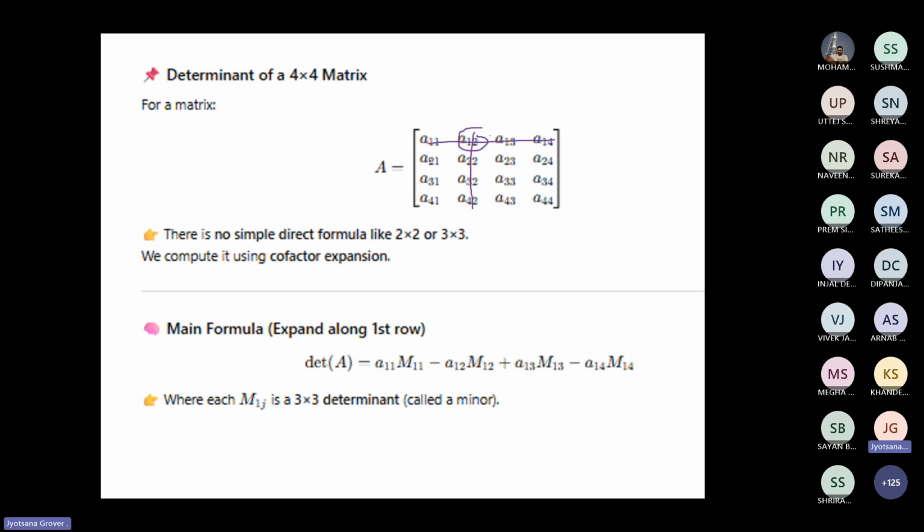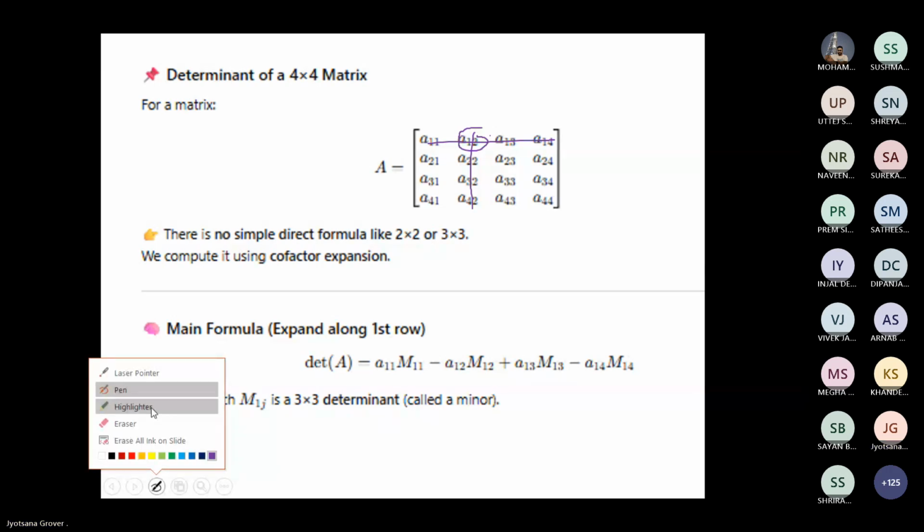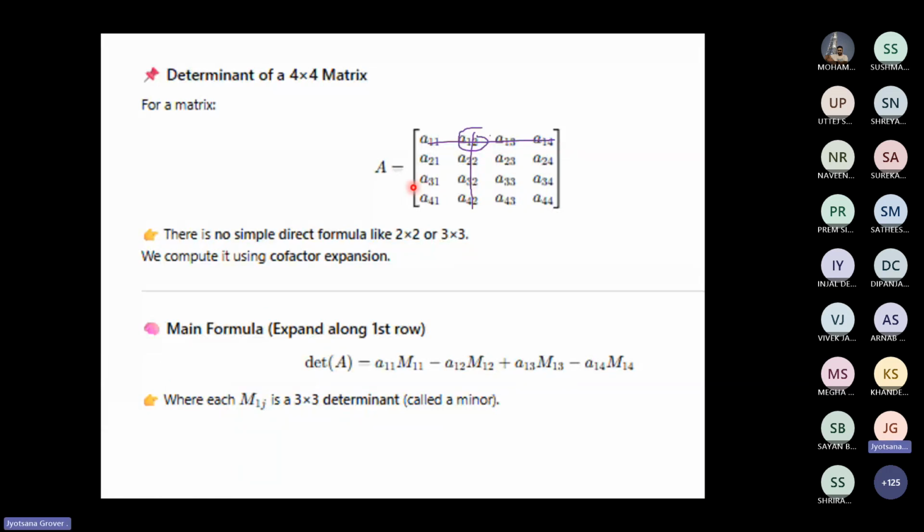So what is the 3 cross 3 matrix? A21, A23 and A24, A31, you are left with this. So you have to calculate the determinant of this. This is M12. Likewise, now you go to plus A13. When you have A13, what do you do? You leave out this row and this column. What matrix are you left with? A21, A22, A24, A31. You have to calculate the determinant of that. This is nothing but M13. Okay, and so on. Minus A14.